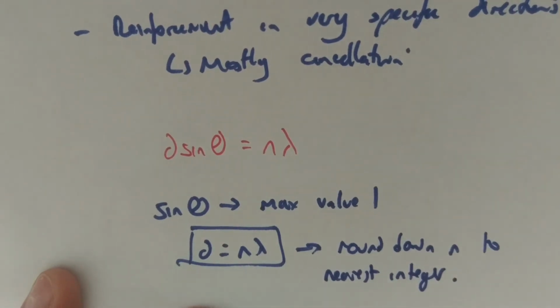So if you're given a question to find out how many maxima are present and you get an answer of 3.4, then you would only see 3 maxima. You're not going to see 3.4, you only see it at a whole number.